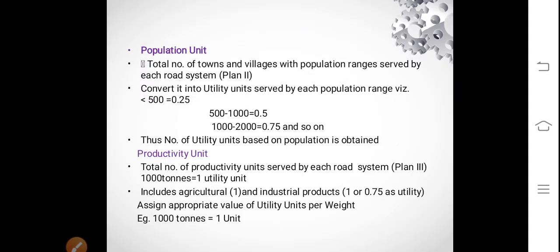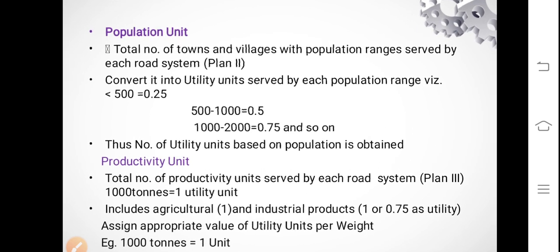How is it carried out? The saturation system says maximum utility per kilometer length. Why is this required? Because whenever there are so many proposals submitted by different states and districts to the department, they have to undertake the work on a priority basis. Which particular proposal should be given first priority, second, third, and so on. For that, the criterion put is maximum utility per kilometer length with respect to population and productivity.